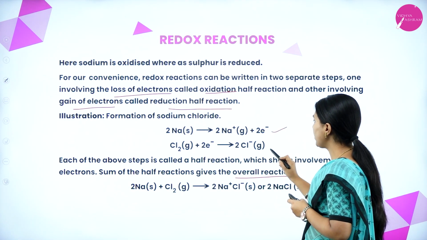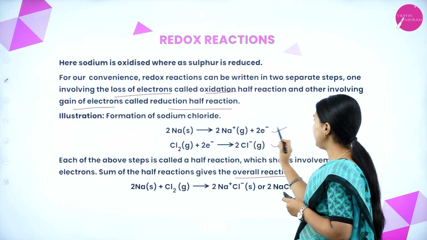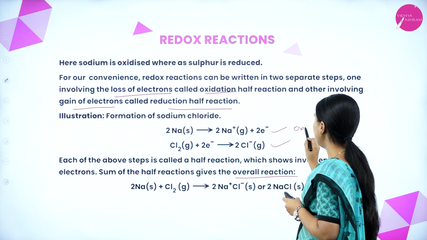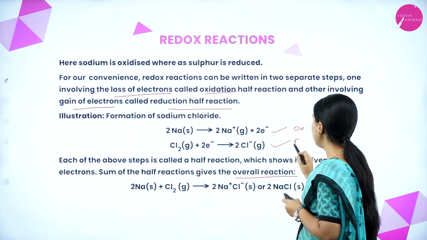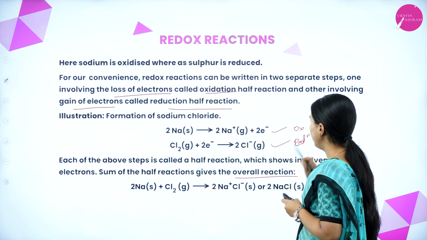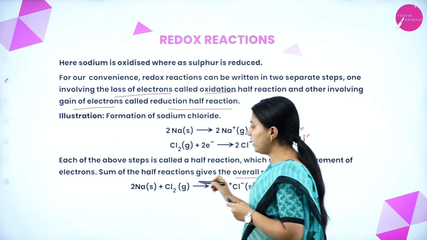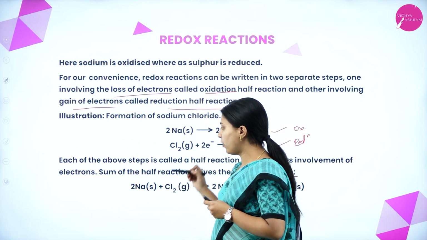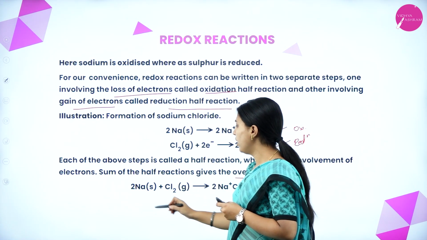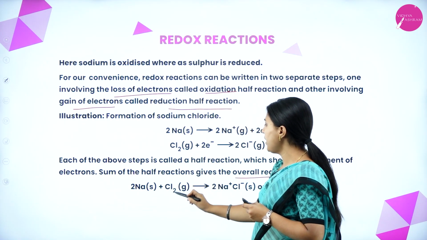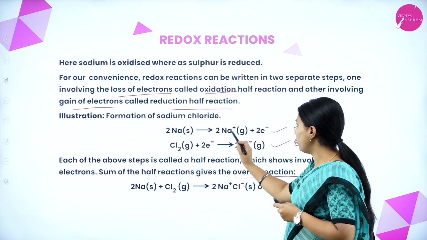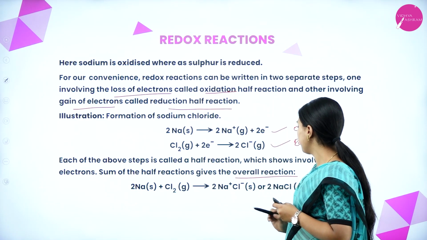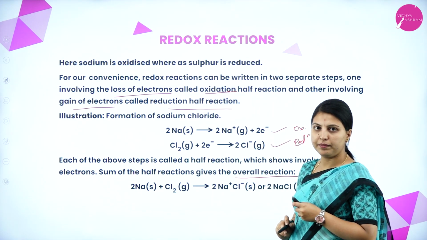This is one half reaction, and this is another half reaction, but this is the oxidation half reaction and this is the reduction half reaction. After that, by taking the sum of the 2 half reactions, the overall reaction 2Na plus Cl2 gives 2Na plus 2Cl, or 2NaCl.